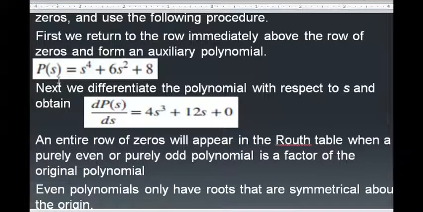Secondly, you just take a difference. You just differentiate that polynomial with respect to S. All right. You just take a differential of it. So what should be the differential for it? 4S cubed plus 12S plus 0. Is it right?